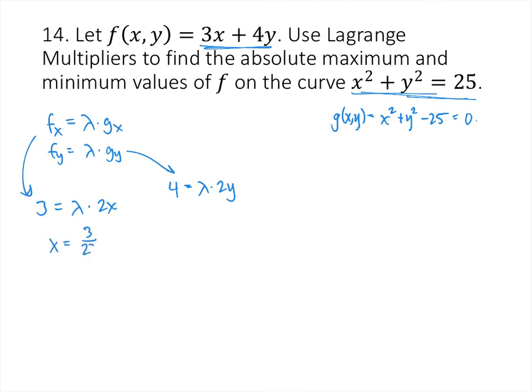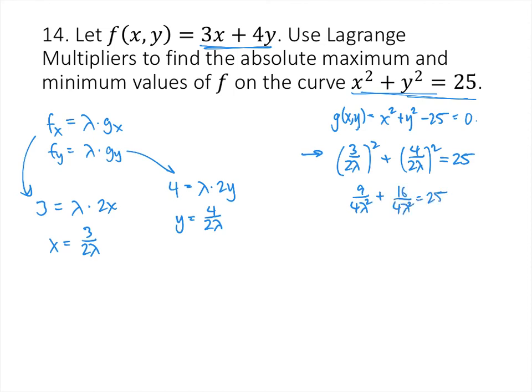So we get 3 over 2 lambda for x, and 4 over 2 lambda for y. Now I know I could reduce that fraction, but it's actually going to make the algebra that I'm about to do a little bit easier if I don't reduce it. So plugging into my constraint, I get 3 over 2 lambda all squared plus 4 over 2 lambda squared equals 25. So that's 9 over 4 lambda squared plus 16 over 4 lambda squared equals 25. 25 over 4 lambda squared equals 25. 25 equals 100 lambda squared. Lambda squared equals a quarter, so lambda equals plus or minus a half.